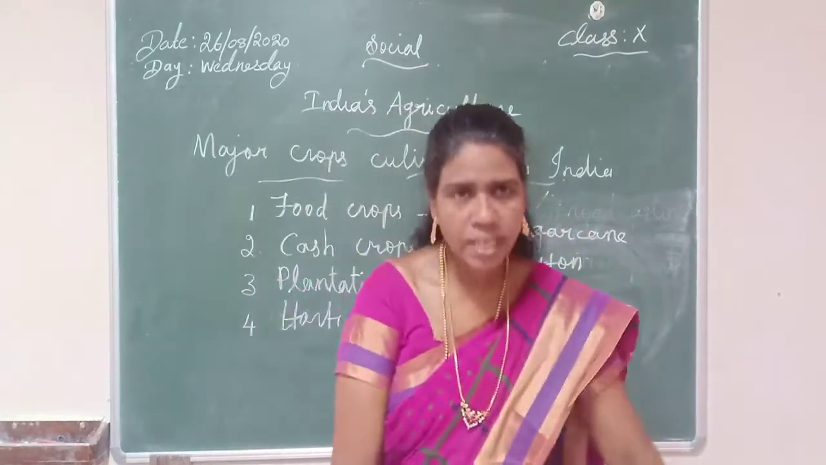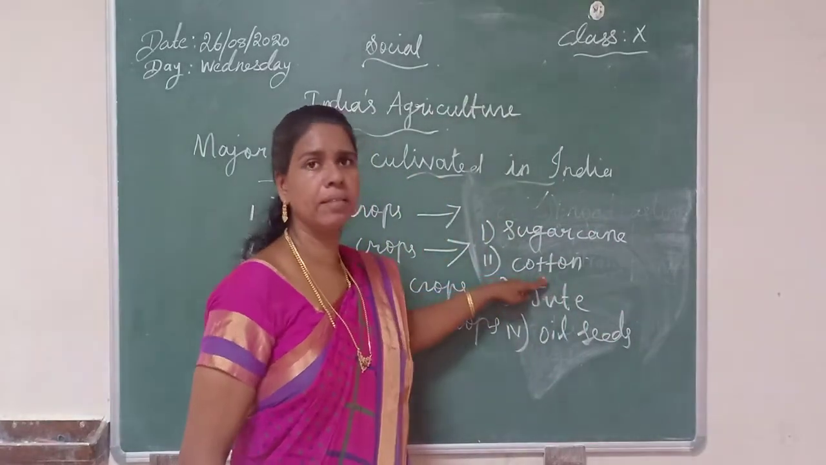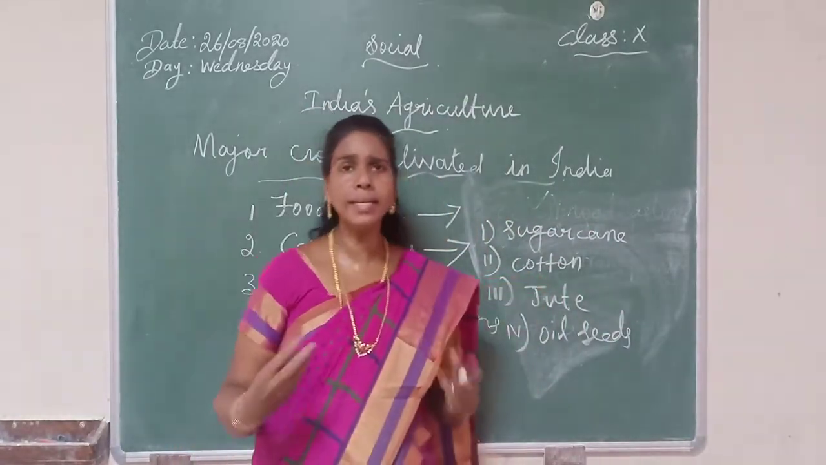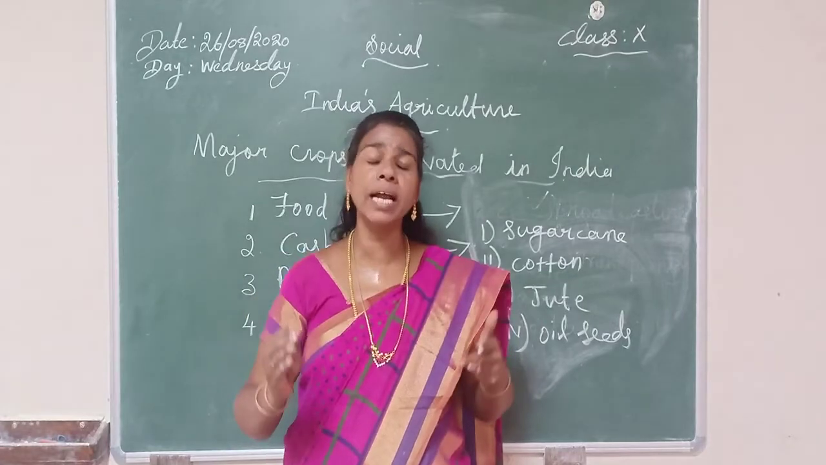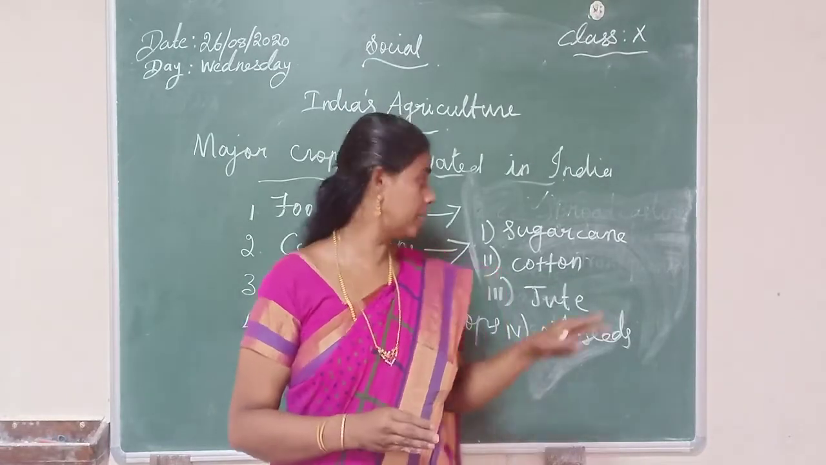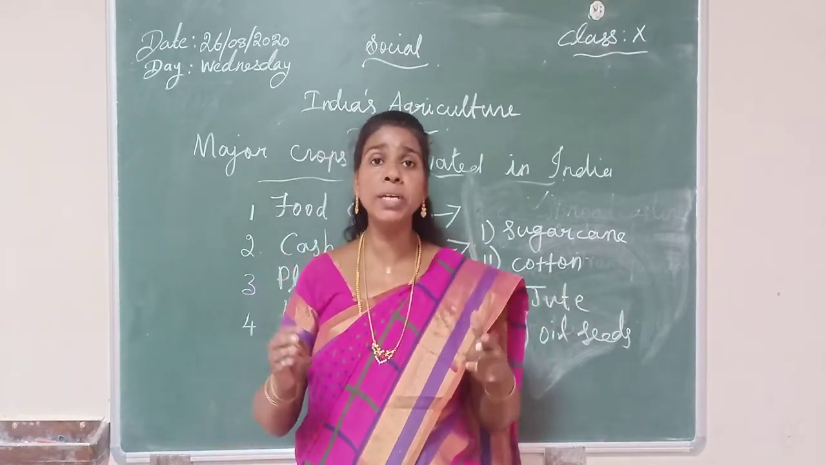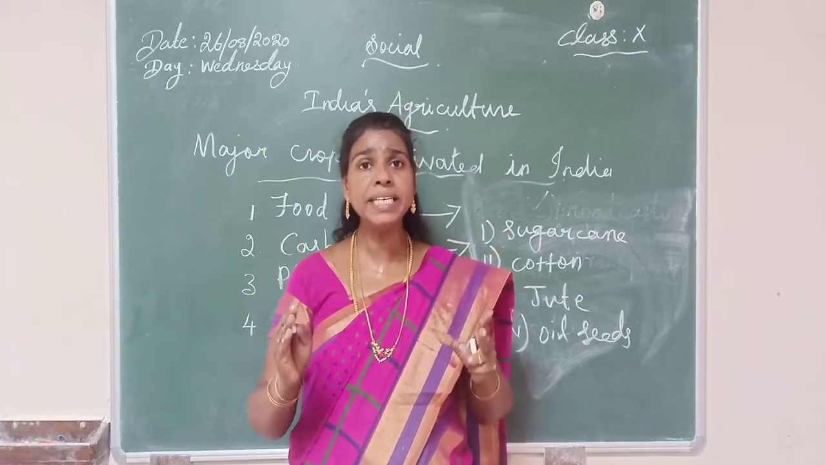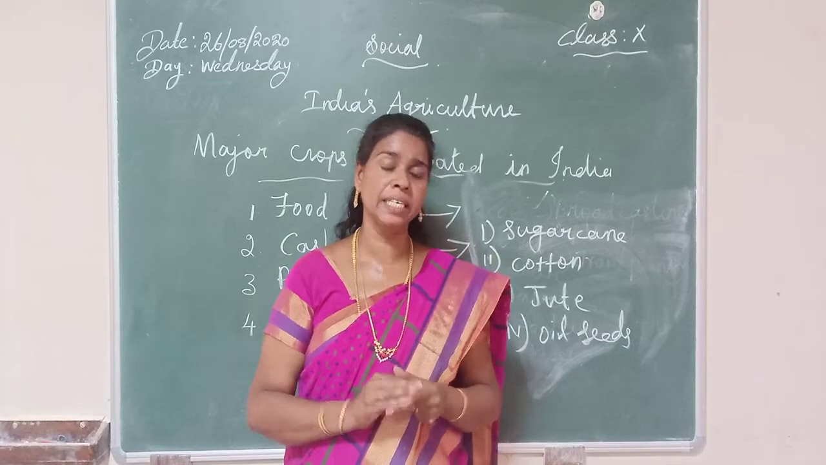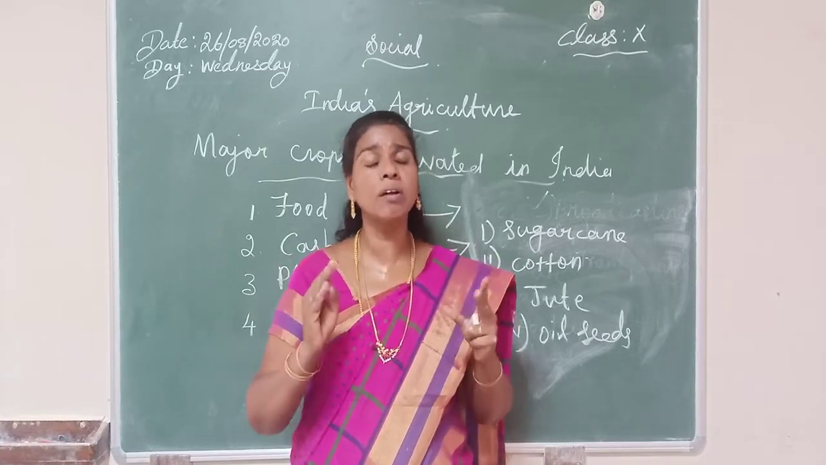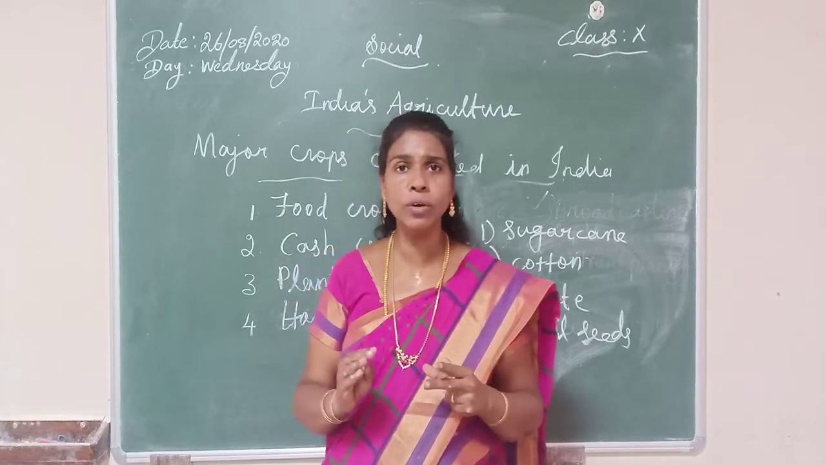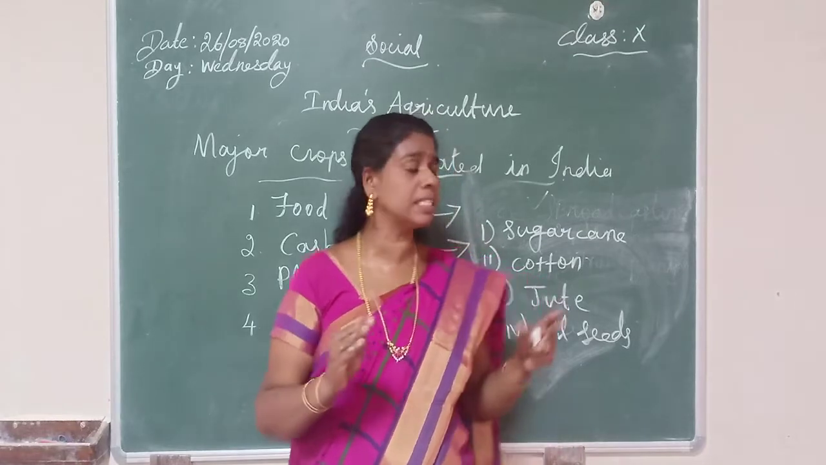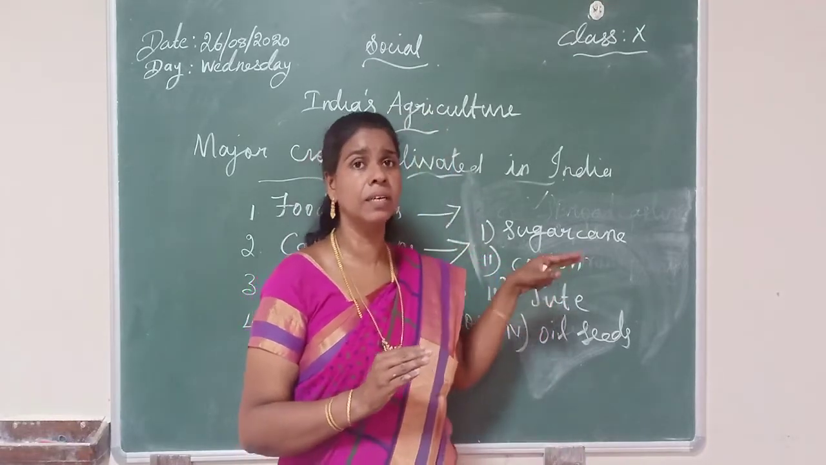Then the next one is cotton. Cotton is also one of the most important cash crops of India. It provides raw material for large industries, and also India is the second largest cotton producing country.